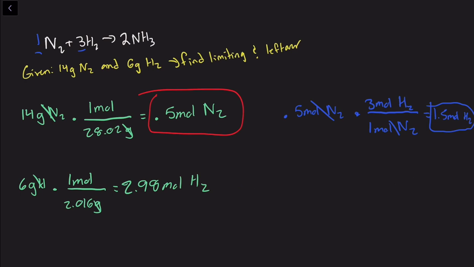Now let's figure out how much hydrogen we'll have left over. Well, altogether, we have 2.98 moles, and to fully react with the 0.5 moles of nitrogen, we're going to use 1.5 moles of the hydrogen. So all we have to do is subtract them, and we find out that we're left with 1.48 moles left after finishing this reaction and running out of our nitrogen.